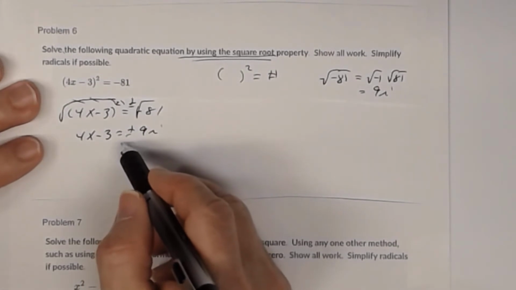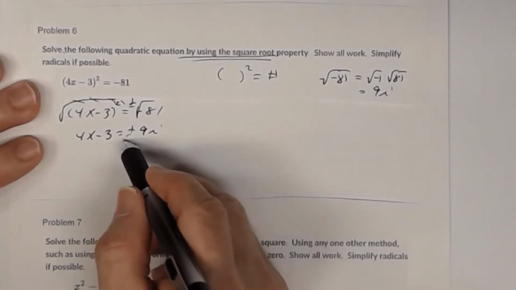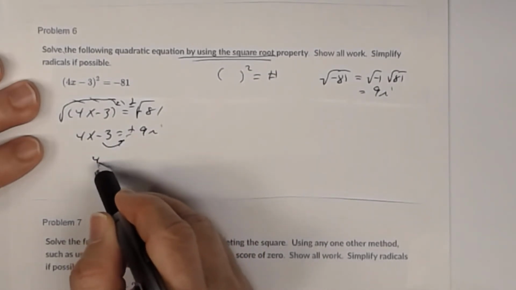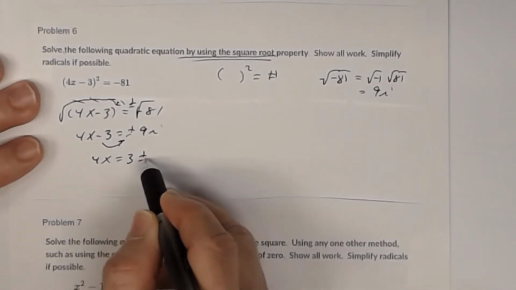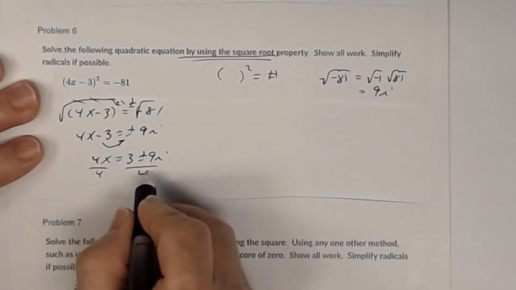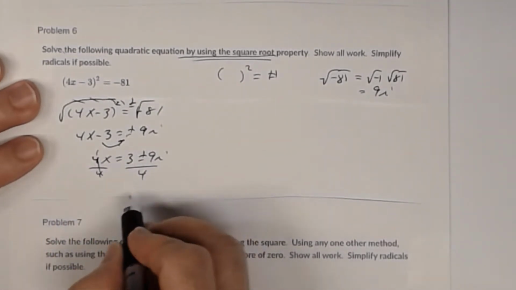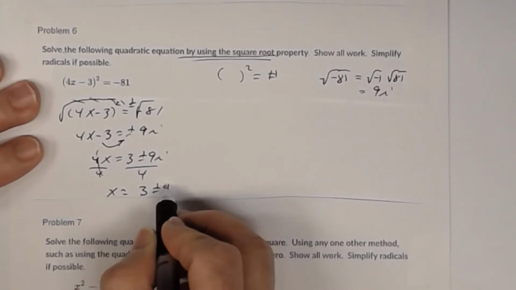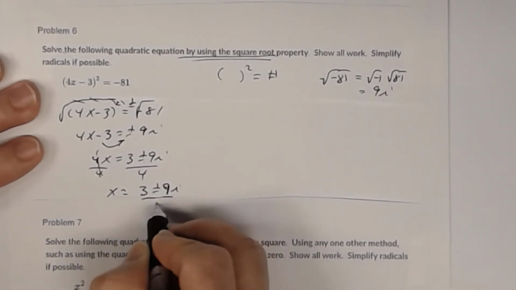So what we did to make it more compact was we did this. So we just added 3 to both sides. So 4x equals 3 plus or minus 9i, and then we divided by 4. So divide both sides by 4. 4 divided by 4 is 1. So you get x to be 3 plus or minus 9i divided by 4.